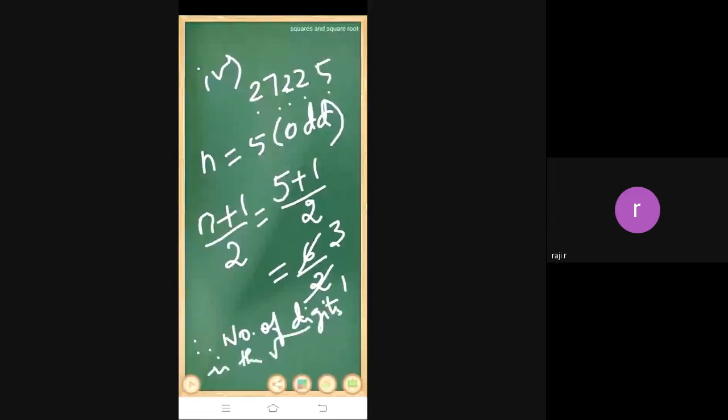Number of digits in the square root of 27225 is equal to 3. Square root of 27225, the number of digits is 3. Is it okay? Clear to all of you?